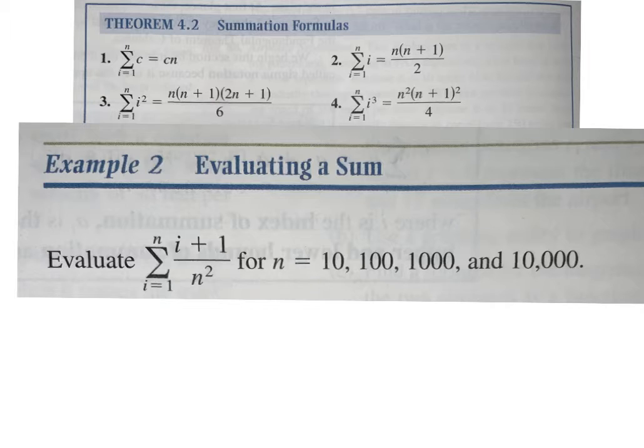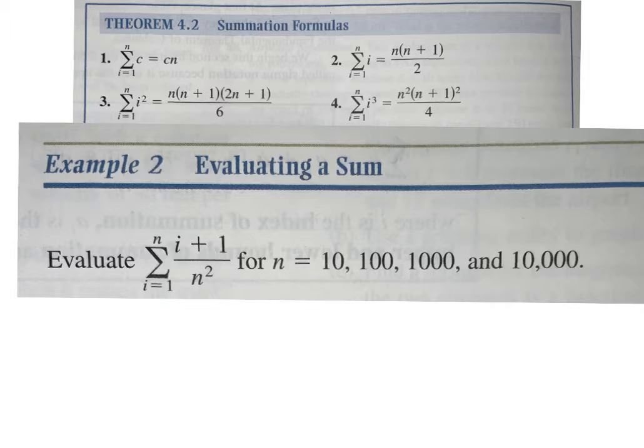Example 2, evaluating a sum. So you really need to memorize those because you're going to use them. We're going to do some limit theory with them, and then we're going to move into not using them in antiderivatives so much. But you need to remember where it came from, and you need to use it for the next process we're about to do. So evaluating. They want i from 1 to n, and my function here is (i plus 1) over n squared. All right, n is my upper bound, all right? They want me to do that for 10, 100, 1,000, and 10,000.